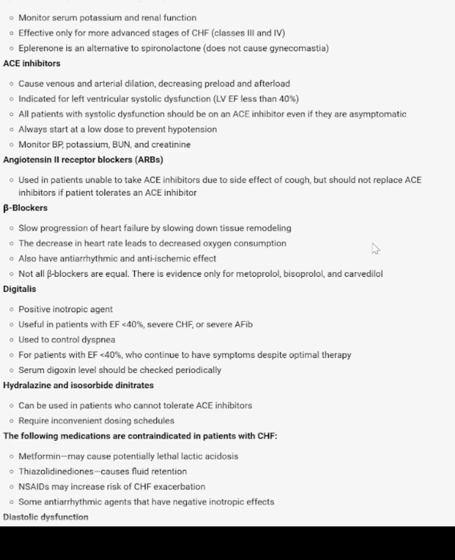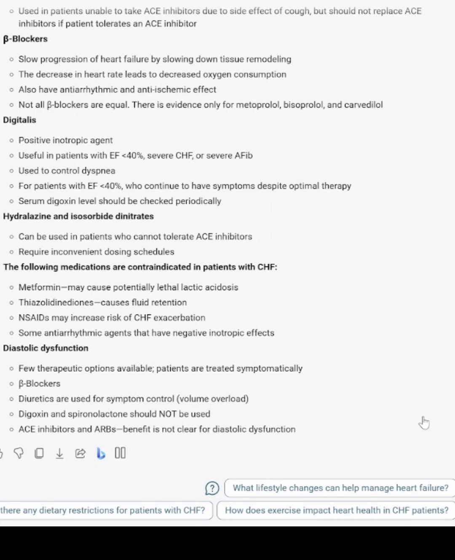Hydralazine and isosorbide dinitrates. Can be used in patients who cannot tolerate ACE inhibitors. Require inconvenient dosing schedules. The following medications are contraindicated in patients with CHF. Metformin may cause potentially lethal lactic acidosis. Thiazolidinediones cause fluid retention. NSAIDs may increase risk of CHF exacerbation. Some antiarrhythmic agents have negative inotropic effects.